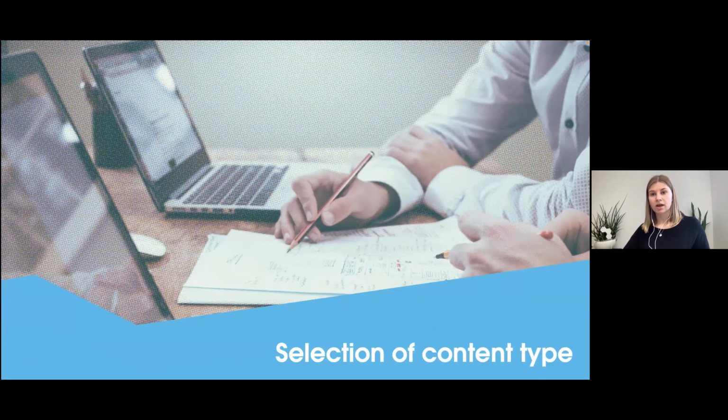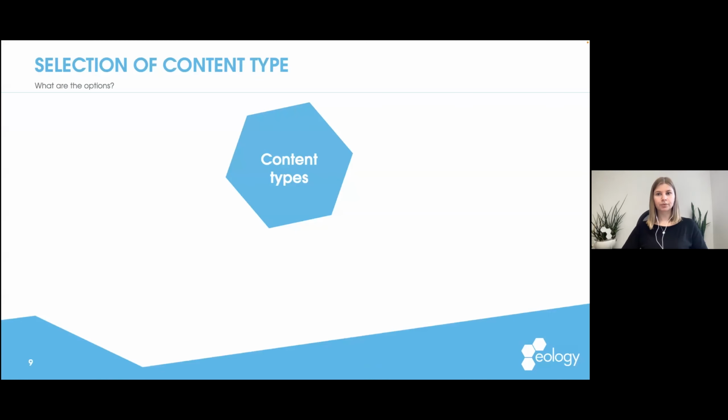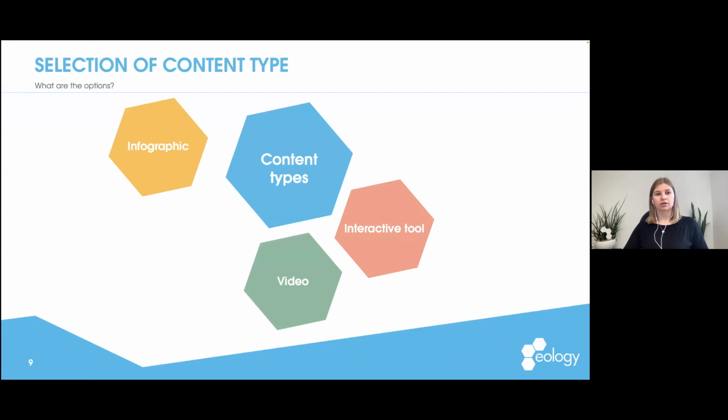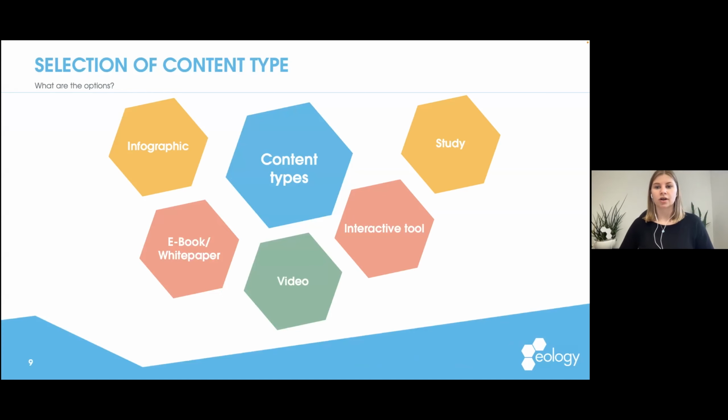But now, first of all, we have to check what content type you want to choose. We have different content types. We have a video, an interactive tool, you can publish an infographic, a study, or maybe even an ebook or a white paper. So before starting with writing and layout of your content, check what type of content is perfect for your content marketing project, for your topic, and also for your target group. That's also something you have to consider, but we're talking about that later on.